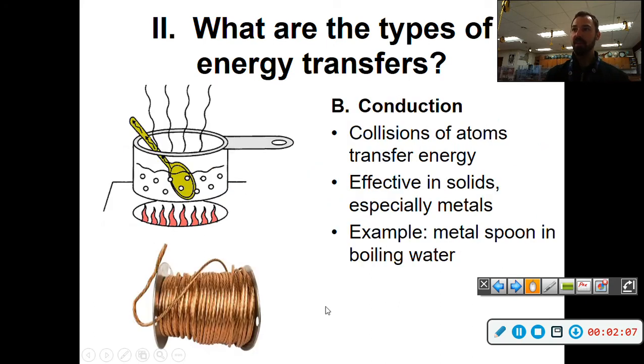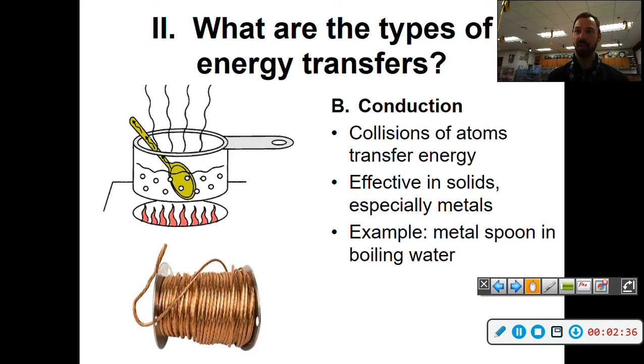Conduction is a transfer of energy through collision of atoms or molecules. So basically, you guys know in a solid, the molecules and atoms are really close together. They're almost in contact with each other. So what happens, they quickly transfer energy by touching each other, wiggling in place.